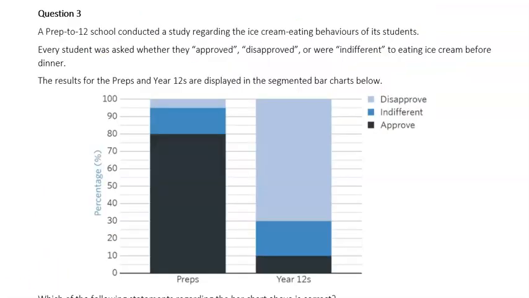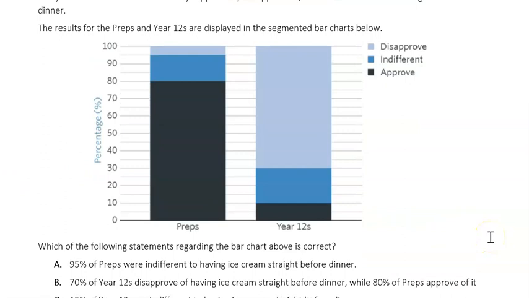Question 3, a Prep to Year 12 school conducted a survey regarding the ice cream eating behaviours of its students. Every student was asked whether they approved, disapproved, or were indifferent to eating ice cream before dinner. The results of the Preps and the Year 12s are displayed in the segmented bar chart below. Then our question is asking us, which of the following statements regarding the bar chart above is correct? So we just have to go through and work out which one is the true statement.